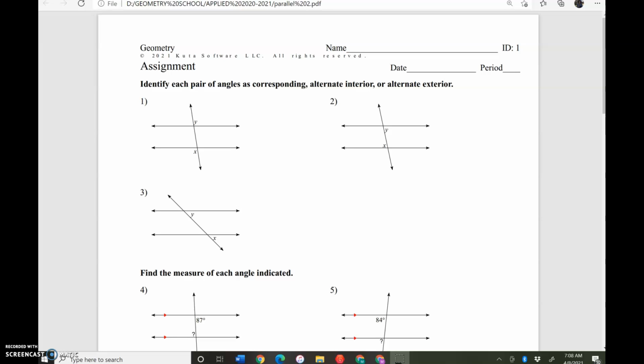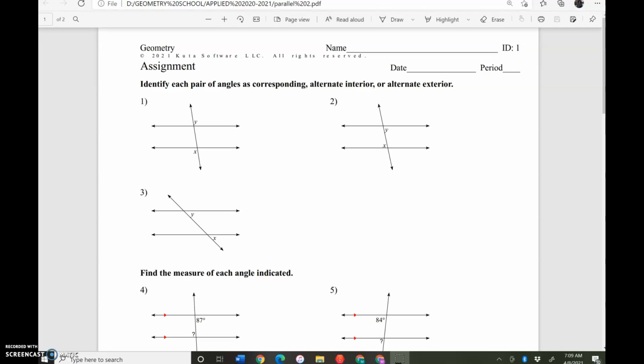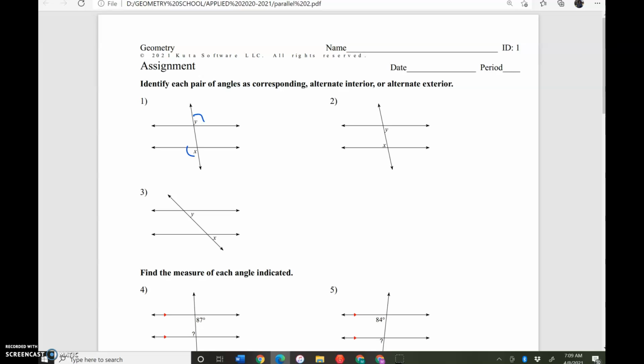We're going to go over parallel lines and the different types of angles. We're assuming that our lines are parallel. Here we have two angles that are outside. They're both on the outside, so they're both exterior, and they're on opposite sides, so they're alternate. So these would be alternate exterior angles.